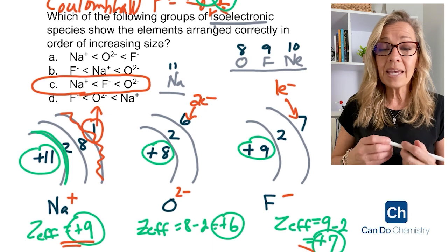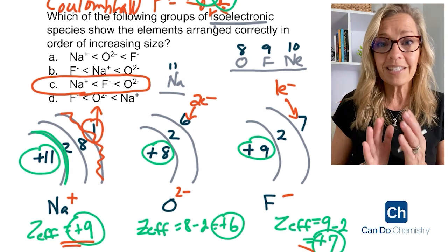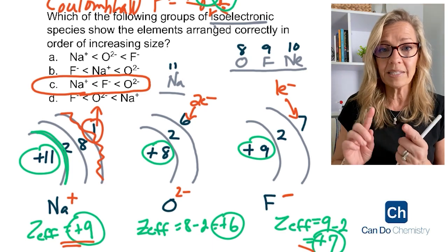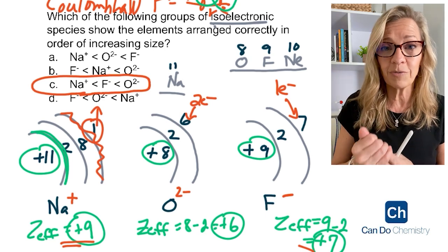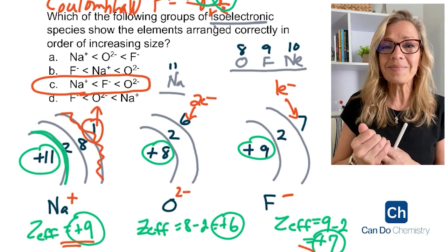And so again, Coulomb's law is the secret here. So we're talking about identifying effective nuclear charge and then the relative distance from the nucleus. I hope that helps.